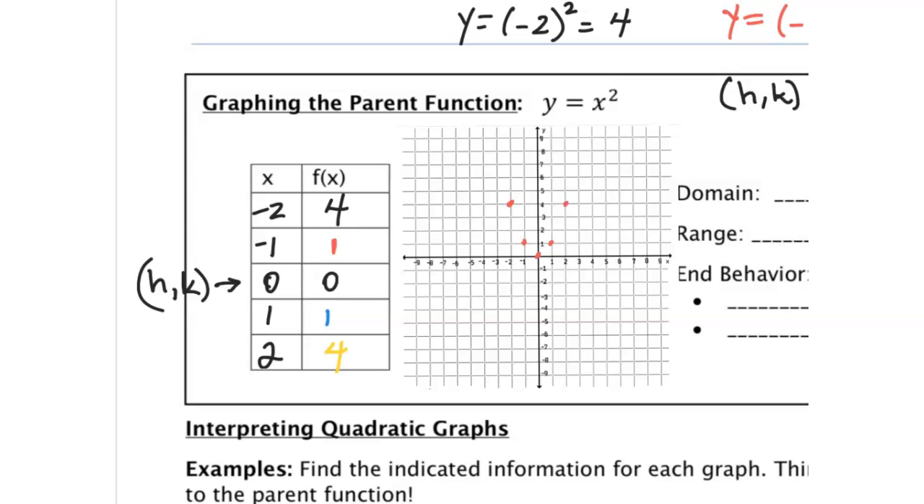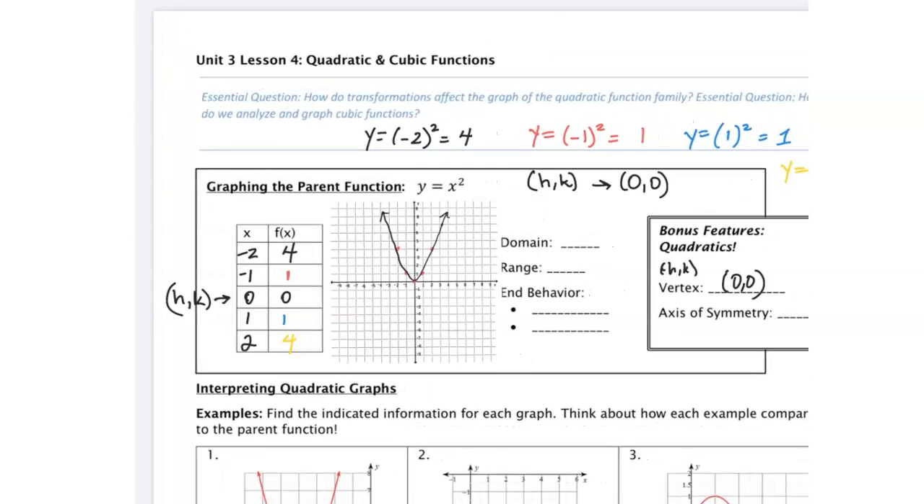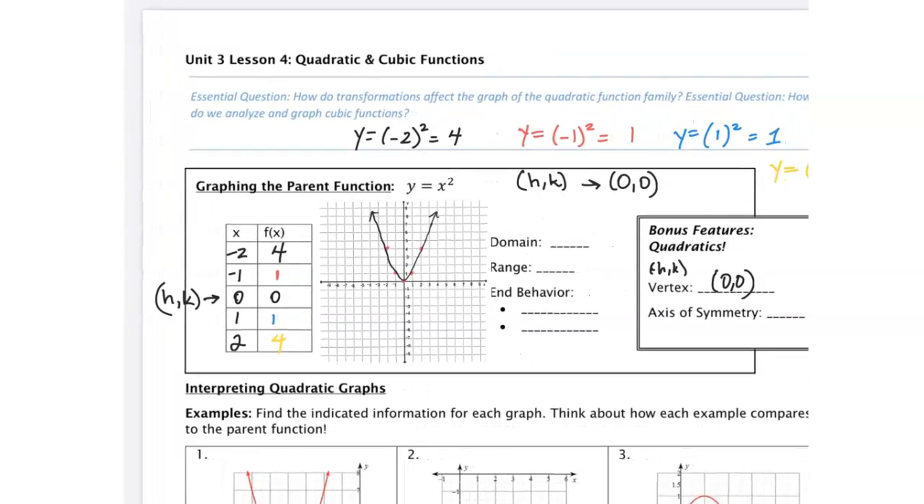Notice that it makes a U shape, which it should because this is a quadratic, and quadratic functions make U shapes, which are also called parabolas. So we have a parabola here, and that's our parent function. Key thing to note about this parent function is that its vertex is here at 0, 0, and these are the common points that are a part of our parent function, y equals x squared. These being those points: -2, 4, -1, 1, 0, 0, 1, 1, 2, 4.